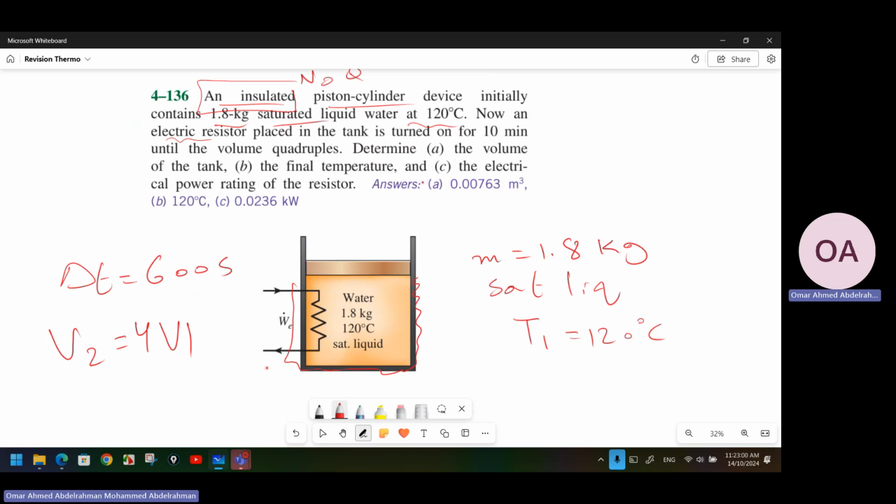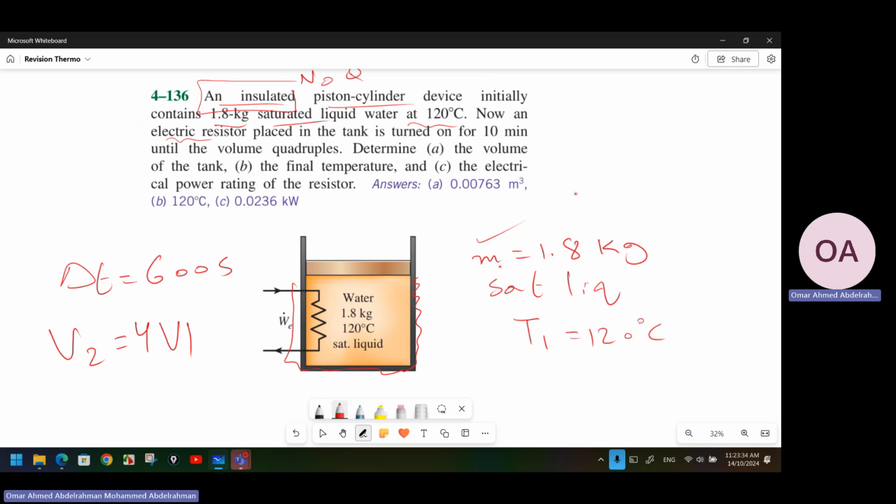Determine the volume of the tank. In part A, he didn't clarify which volume, V1 or V2. So calculate both, because sometimes in the midterm quiz the doctor does something like this. Manage on your own, V1 or V2, calculate both. I think he will ask you to calculate the change in the volume, so we need to calculate V1 and V2.